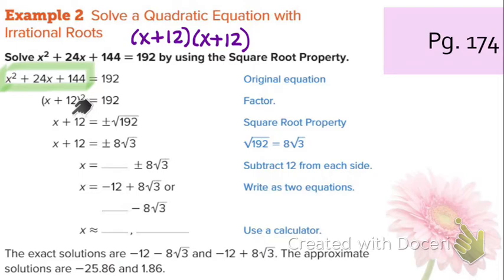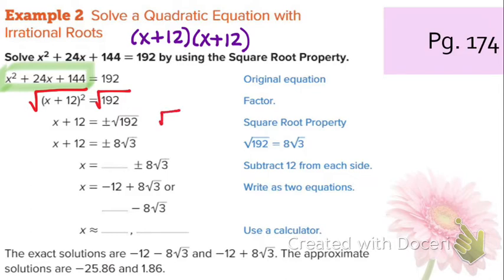So the next step was to take the square root of both sides. Now this number is not a perfect square like it was in our last example. In the last example we had a perfect square. But we always look in that box to see what perfect square can go into 192. So the perfect square that divides into 192 is 64.